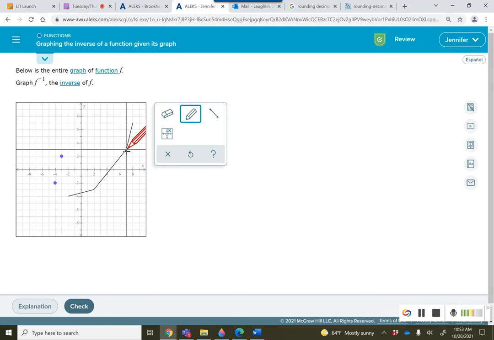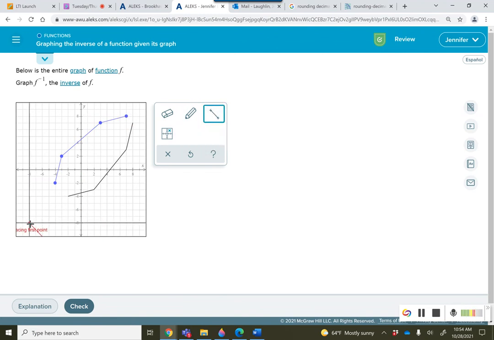Then we're going to take the next place it turns, which is 7, 3. We're going to flip that around so we get 3, 7. And the very end of it is at 8, 7. So we're going to flip that around to get 7, 8. Get your segment tool, start at the very first point, go to the second point. Grab another segment, start at the second point, go to the third. Grab another segment, go from the third to the fourth.